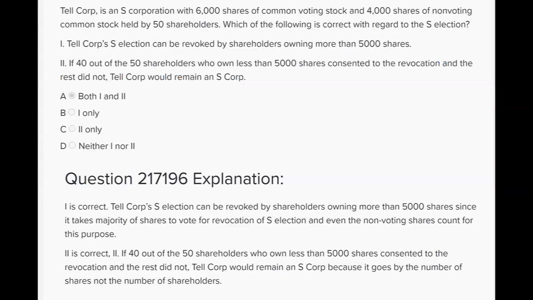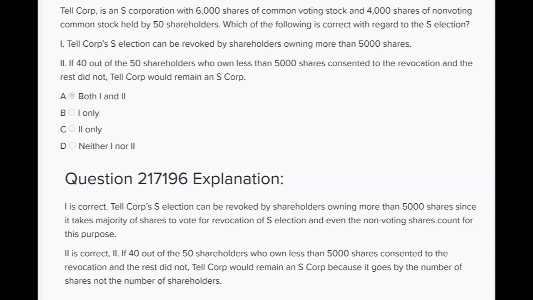Telcorp is an S-Corp with 6,000 shares of common voting stock and 4,000 shares of non-voting common stock held by 50 shareholders. So S-Corps, we know, can't have more than 100 shareholders. They can have as many shares as they want, but notice they can only have common stock, but they can have common voting and common non-voting, as long as it's only one class of stock, common stock. Which of the following is correct with regard to the S-election?